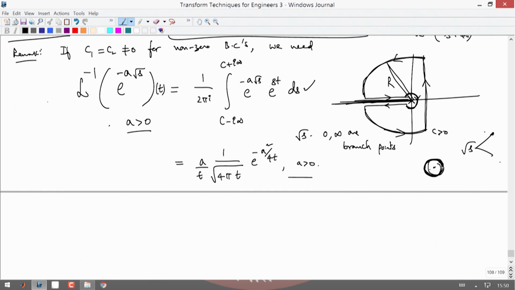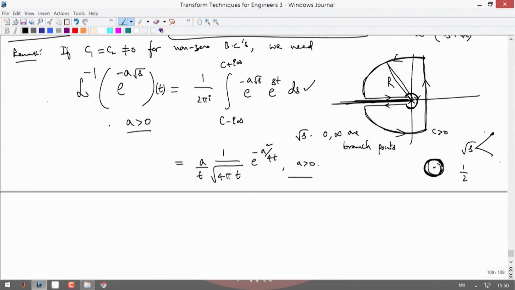Root z or root s, 0 is the branch point. Branch points always come in pairs. So, infinity is also a branch point, because z at infinity you can put as 1 by z, where z goes to 0, or 1 by s, where s goes to 0. If you write it as root of 1 by s, that is like 1 by root s, which will also have the same behavior. So, s equal to infinity is also a branch point.